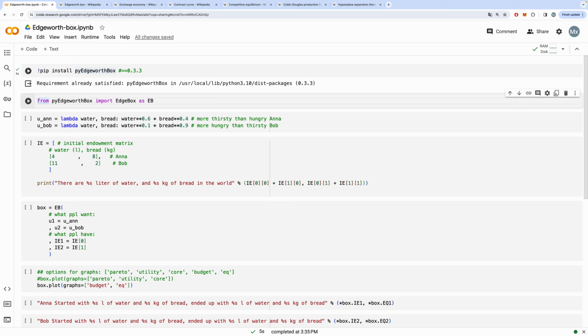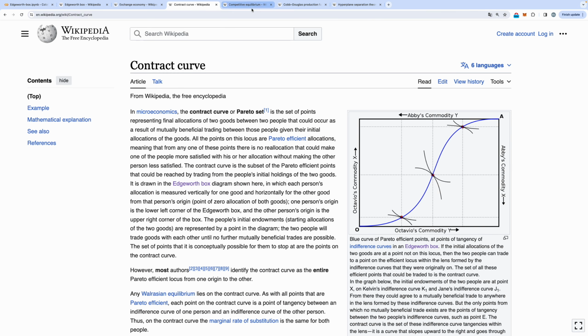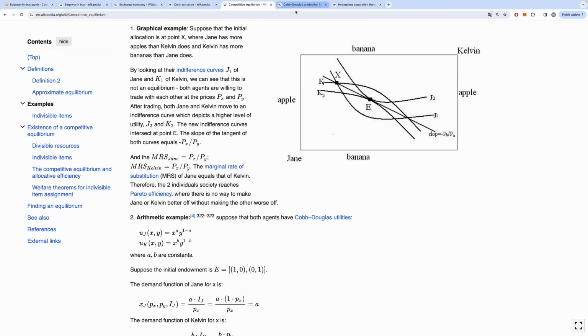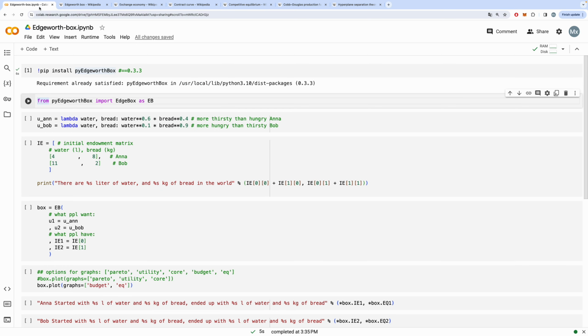So this model is about exchange of two goods between two market participants and exploration of the concepts like Pareto efficiency, contract curve, equilibrium, and many more. I'll put a few Wikipedia articles and this Colab into a video description in case you want to check them afterwards.